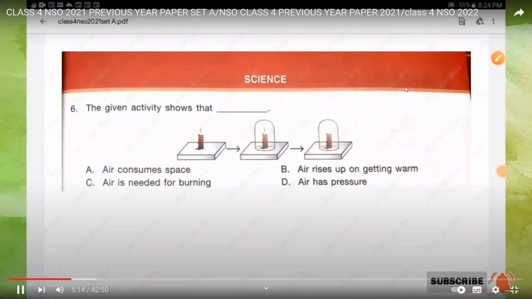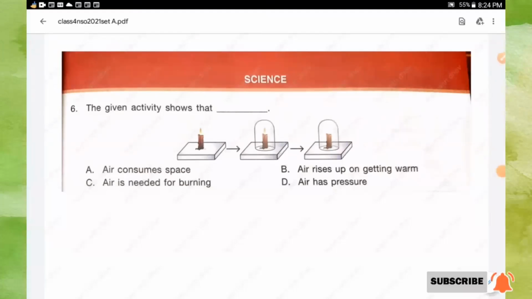The next section is science. Question number 6. The given activity shows that. In the first figure, you can see a candle is burning. In the second figure, they have placed an inverted glass jar. In the third figure, you can see the flame goes off. So why does the flame go off?